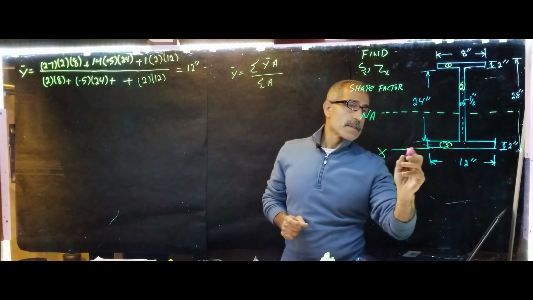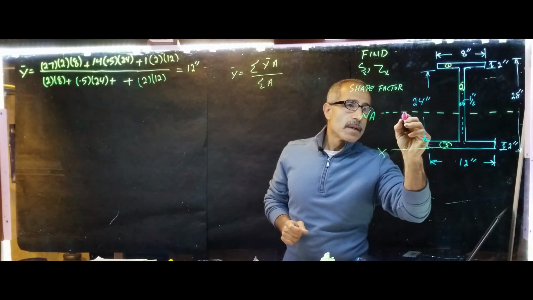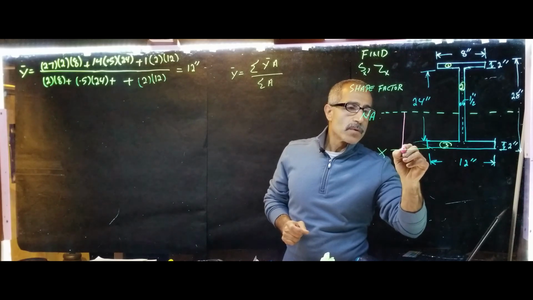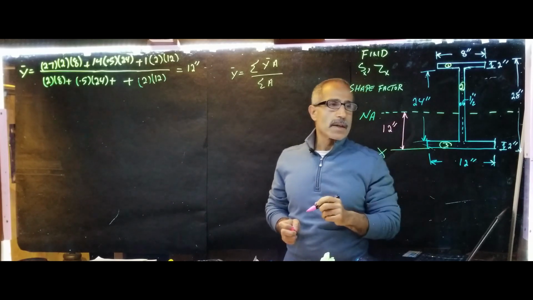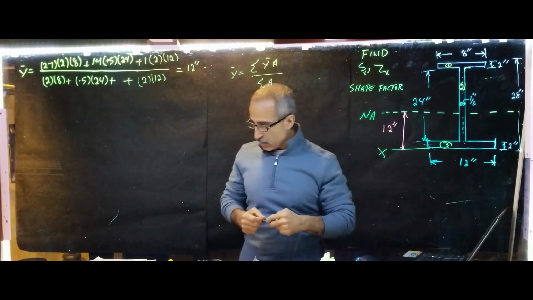That means the distance from here to my neutral axis is 12 inches. Now we found the neutral axis location.